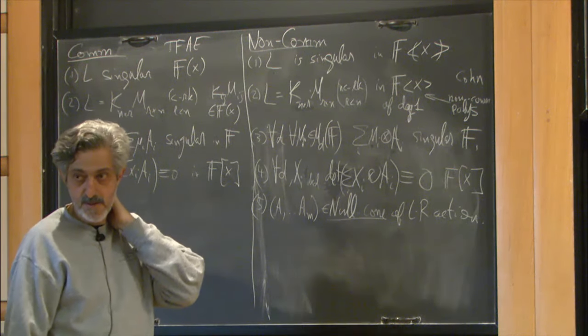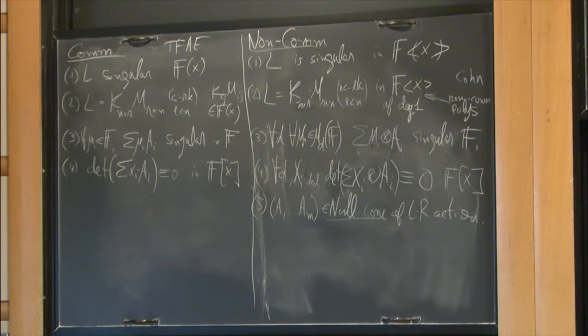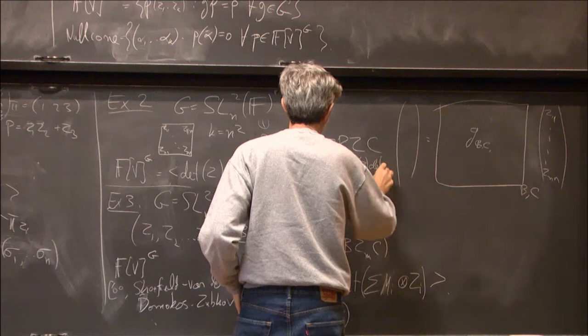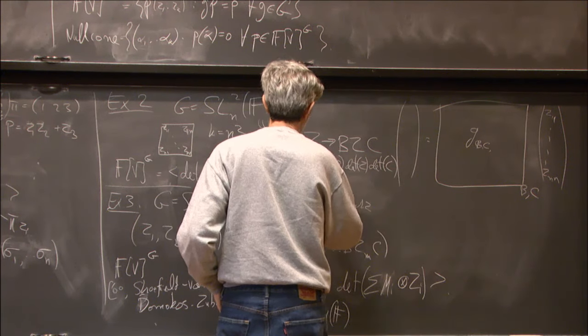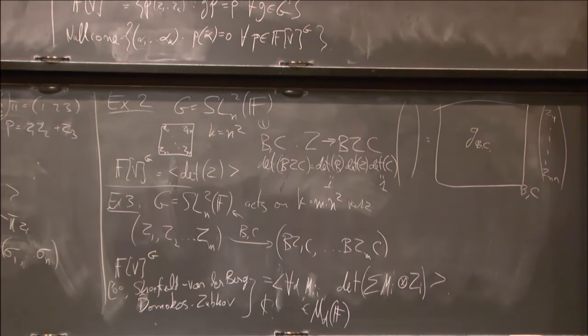In example 2, the determinant is not changing. Let me note here that the determinant of B Z C is the determinant of B times the determinant of Z times the determinant of C, and these are both 1 by definition. Okay.